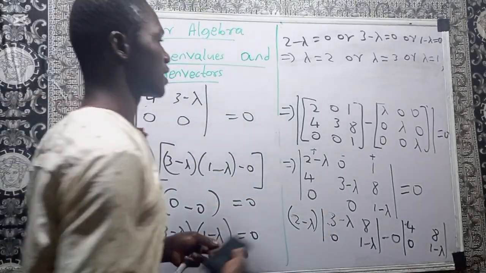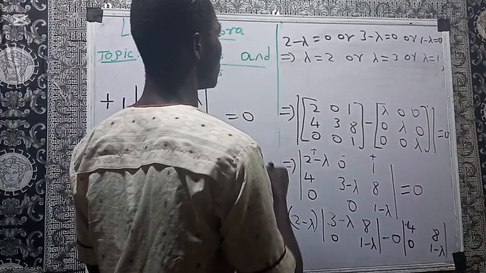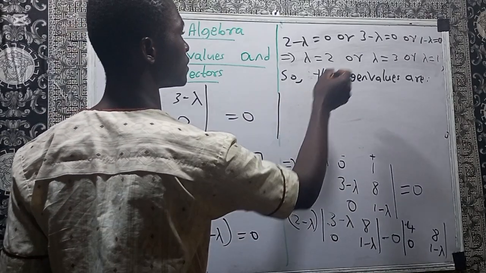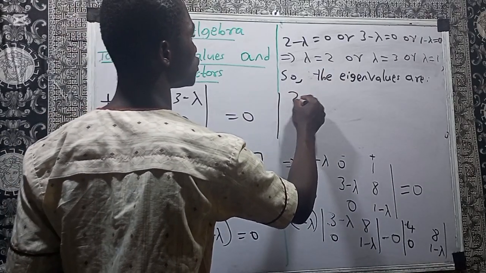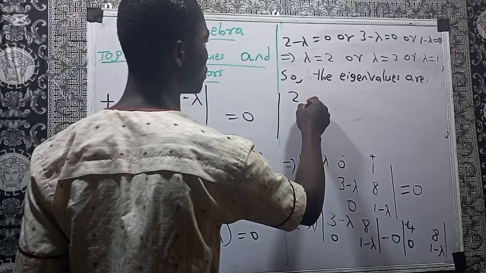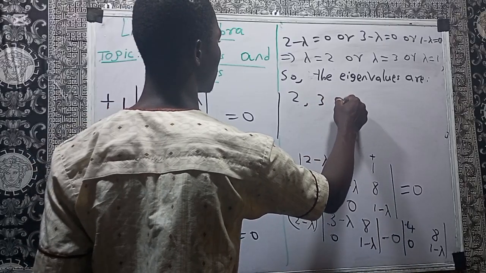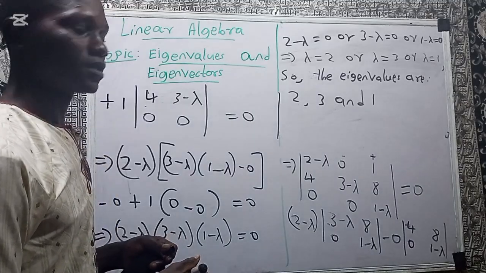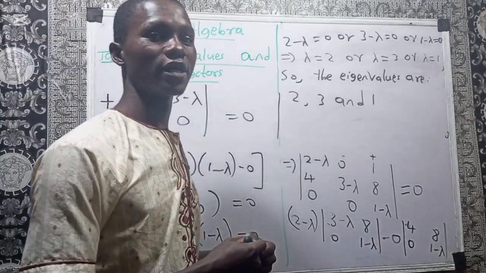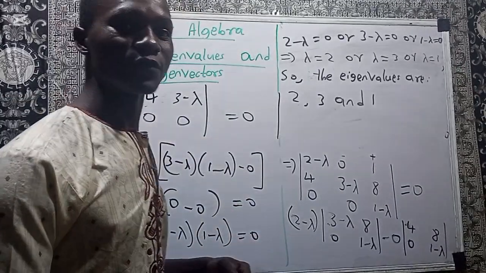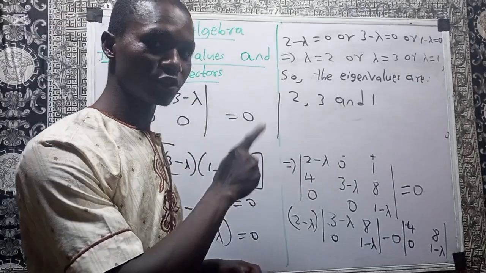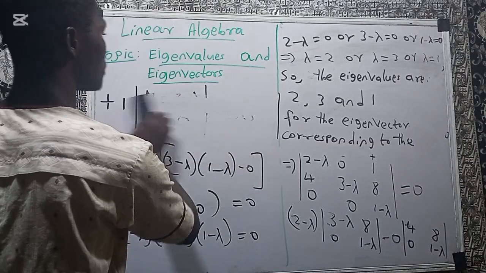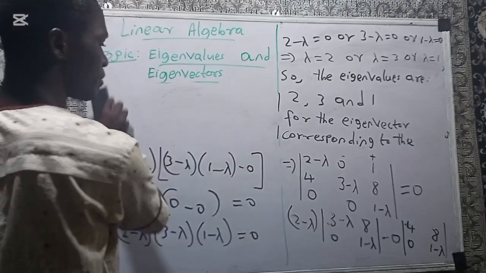So we have gotten the eigenvalues. The eigenvalues are 2, 3, and 1. Right? So what is the smallest eigenvalue? 1, right? So we are going to find the eigenvector corresponding to what? The smallest eigenvalue. But before we clean that, let's write our matrix A first.